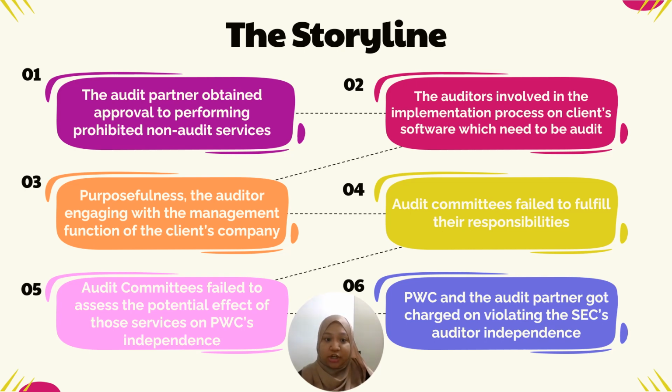According to the order, the audit partner obtained internal approval within PwC by describing the project as audit services, even though there were already many red flags and indications that the project included prohibited non-audit services. The audit partner thereafter supervised PwC in providing the prohibited services, and I think his actions also amounted to management functions because he managed the software implementation process in the organization, and he also directed the employees on what actions to take afterwards.